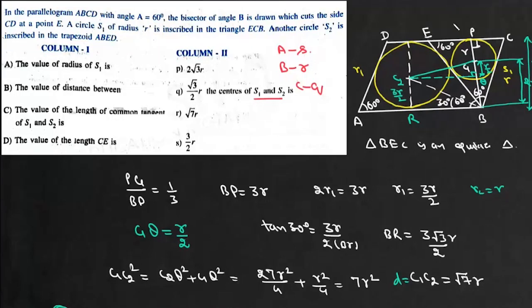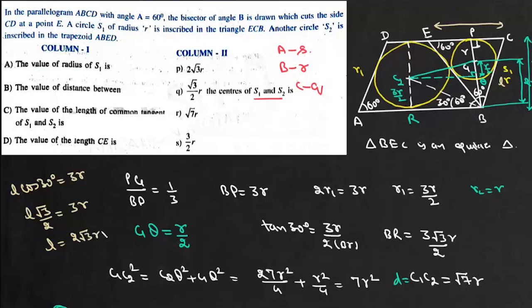And then option D is to find the value of length CE. Now CE is effectively the side length of this equilateral triangle. So suppose this length is L, then we know that L cos 30 is equal to 3R. So L cos 30 equals 3R, and cos 30 is root 3 by 2. So L root 3 by 2 equals 3R. Then this L is 2 root 3 R. So the value of CE is 2 root 3 R. That means this D matches with B. And that is the answer to this question.